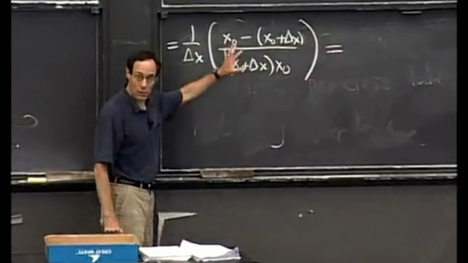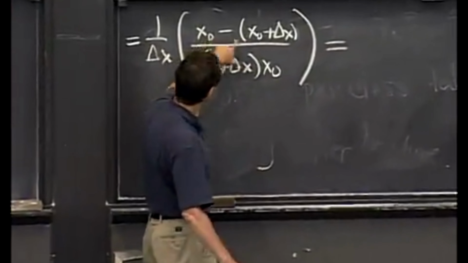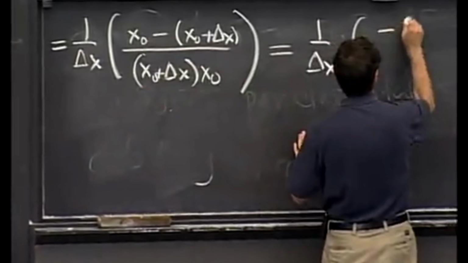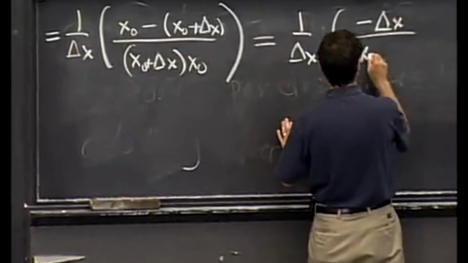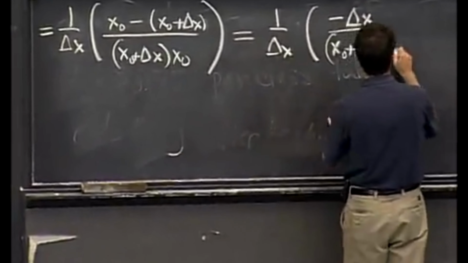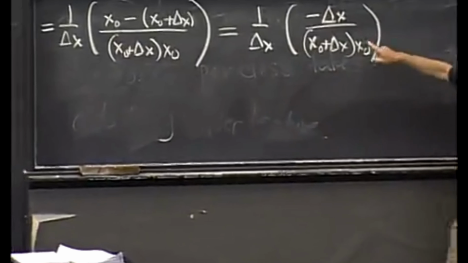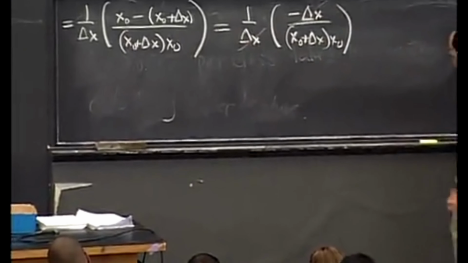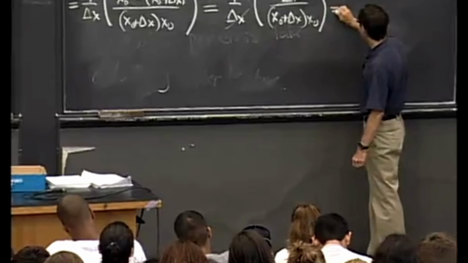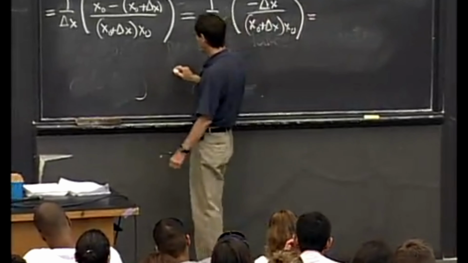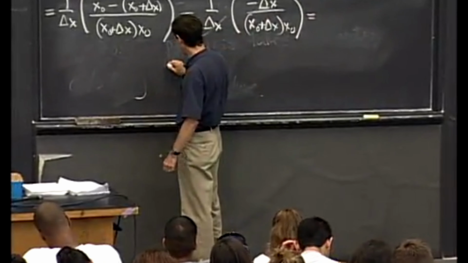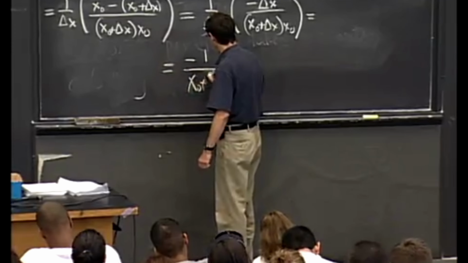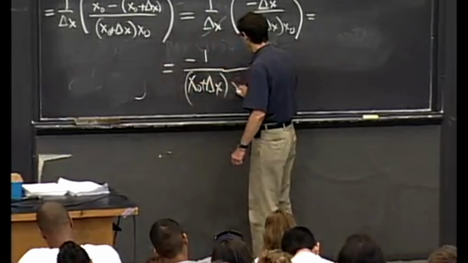And now there are two basic cancellations. The first one is that x0 and x0 cancel. So we have this. And then the second step is that these two expressions cancel, right? The numerator and denominator. Now we have a cancellation that we can make use of. So we'll write that under here. And this equals minus 1 over x0 plus delta x times x0.